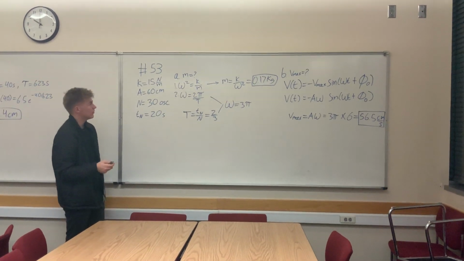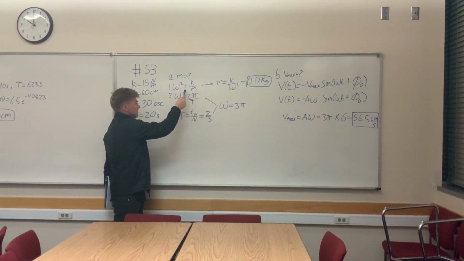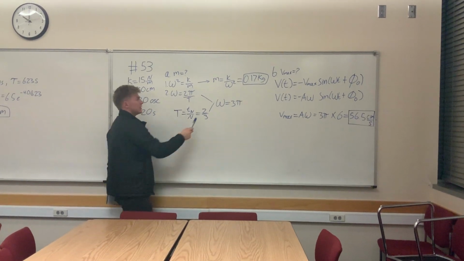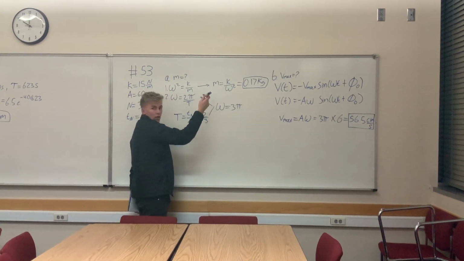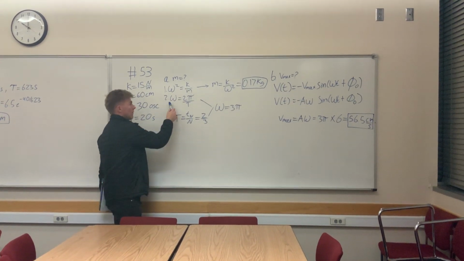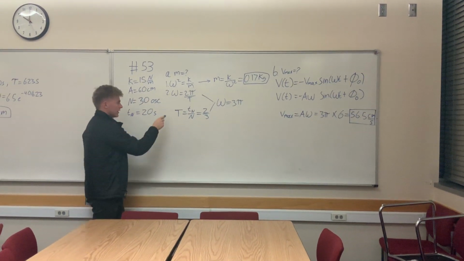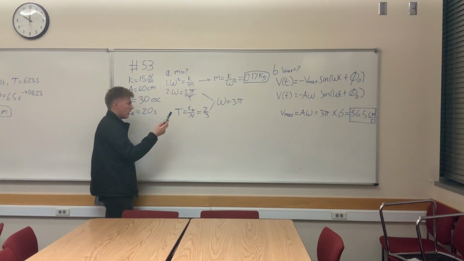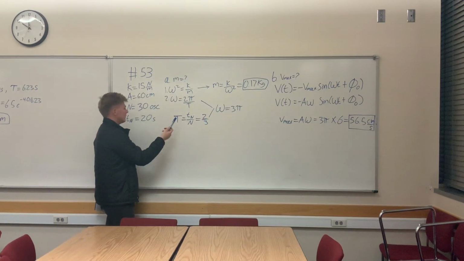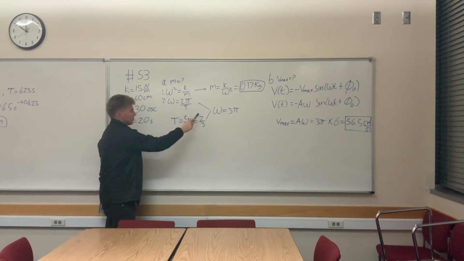To find our mass, we can use our equation omega squared is equal to our constant divided by m, which when we rearrange, we get m equals k, our constant, divided by omega squared. Then we can also use our equation omega is equal to 2 pi over T, and we can solve for T using T equals time over number of oscillations. So that's our 20 seconds divided by 30 oscillations, which simplifies to 2/3 seconds.